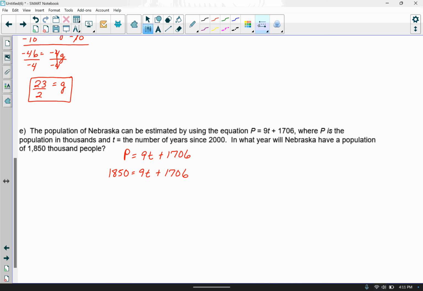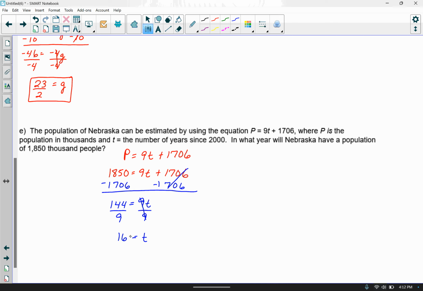So I want to get closer and closer to getting this T all by itself. So I'm going to bring the 1706 to the other side, crossing the equals mark, so I'm going to do the opposite. Right now I'm adding 1706, so I'm going to subtract 1706. Cancels out, so I'm left with 9T equals, subtract that, and that should have put you at 144. All right, I'm going to get T all by itself. This is 9 times T, so to undo multiplication, divide. 144 divided by 9 will give you 16.